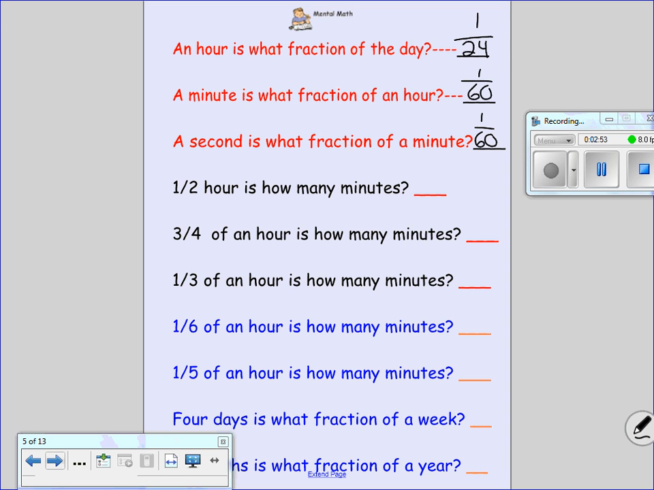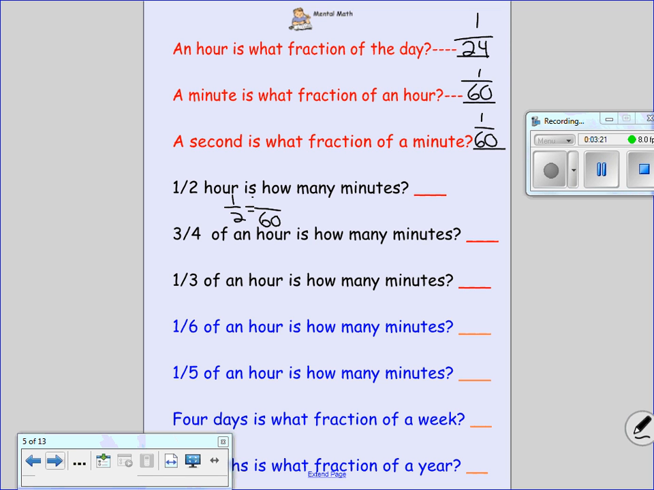A half hour is how many minutes? So this is where we're going to take a small fraction and turn it into a bigger fraction. So watch closely. So a lot of it is like missing or fill in the missing numbers. So half hour is how many minutes? Well, we have to write half equals. Well, what are we dealing with? An hour. So 60 is our whole. So that means that we know our denominator. And then we're trying to find out what our numerator is up here.